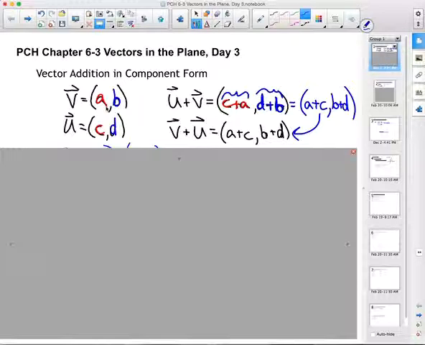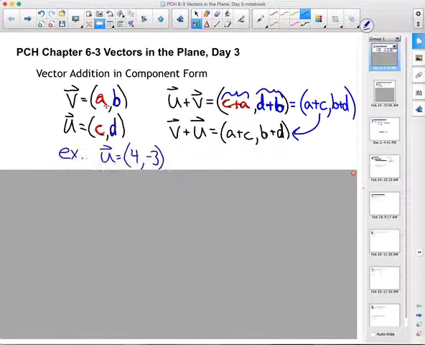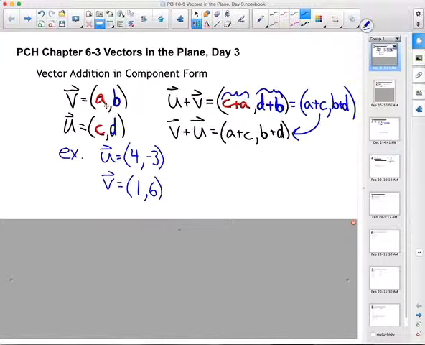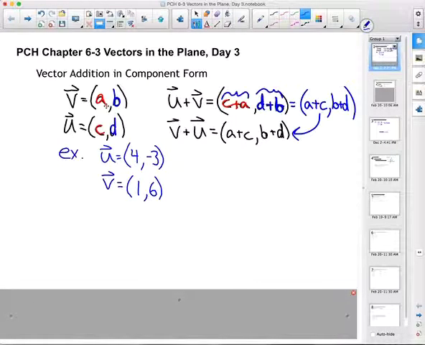Let's go ahead and actually use this stuff. Okay? So we have vector u, which is 4, -3, and vector v is 1, 6. So if I'm doing u plus v, what am I going to end up with?